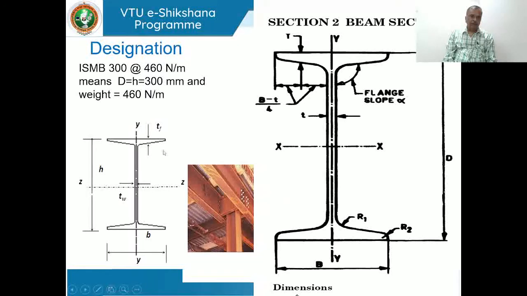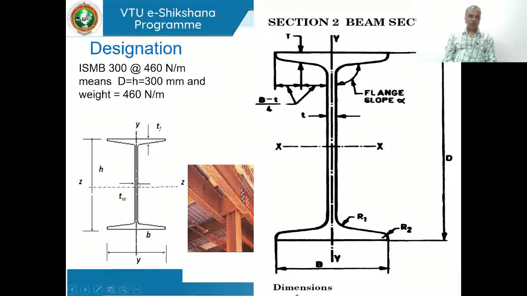Now kindly see, this is the diagram I have taken from the IS code. So the width is represented as small b. The depth is represented as h. It is the overall depth from the top of the top flange to the bottom of the bottom flange. That is h. And also you can see the thickness of the web is designated as tw, and the thickness of the flange at the center of the outstand, that is tf.